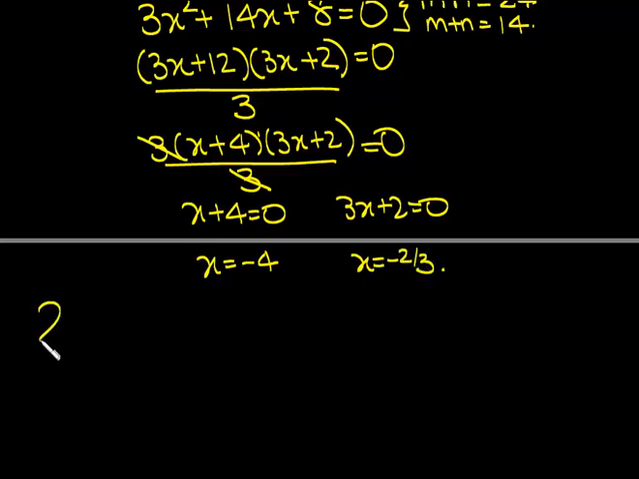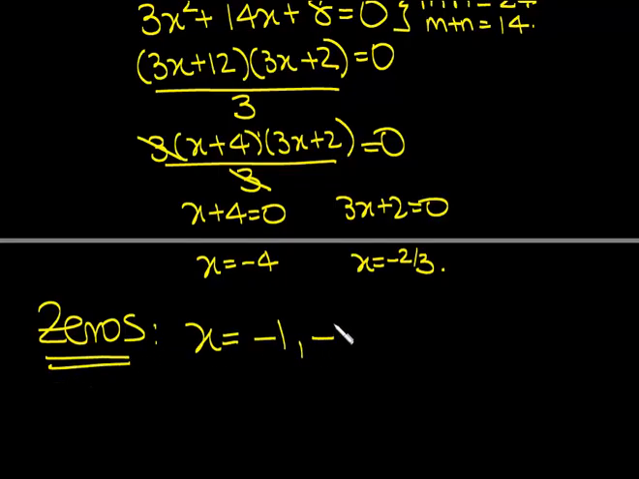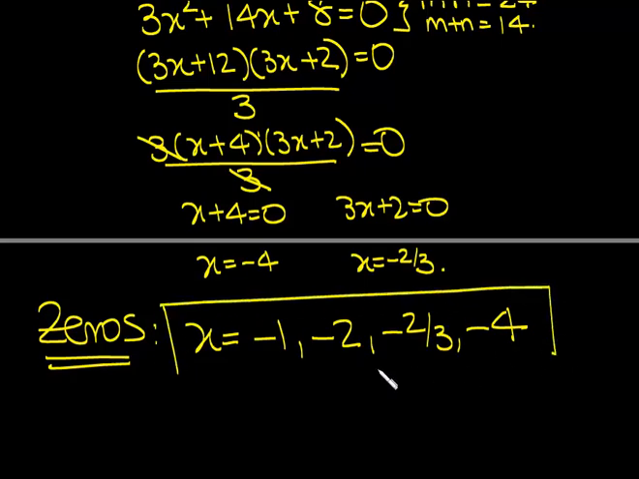So what are my zeros so far? All my zeros for this problem: x is equal to negative 1, negative 2, negative 2/3, and negative 4. So those are the zeros I found. I wanted to find 4 zeros. I found 4 zeros. Okay.